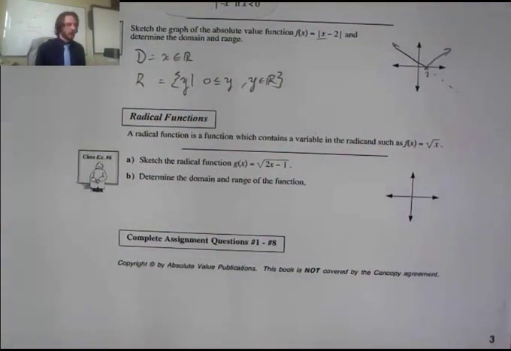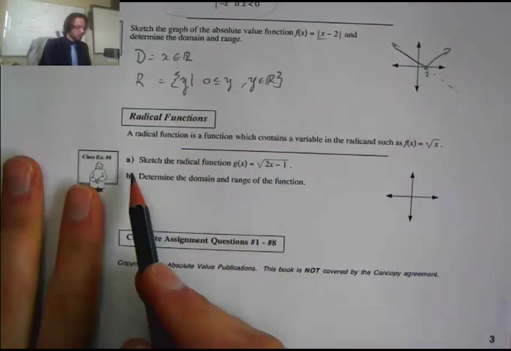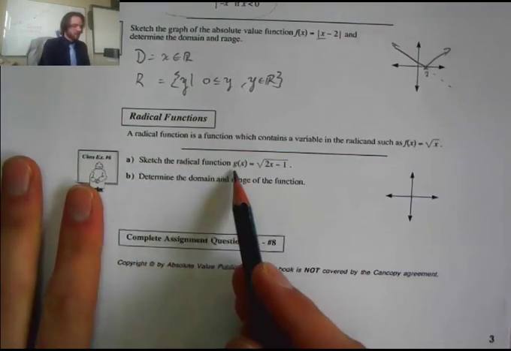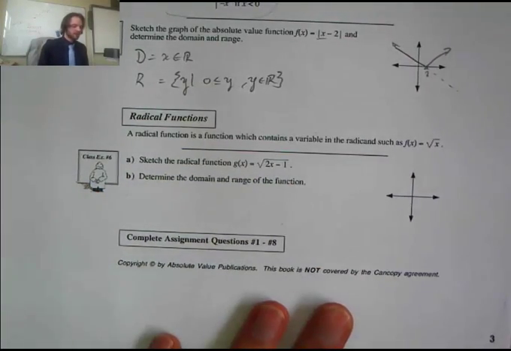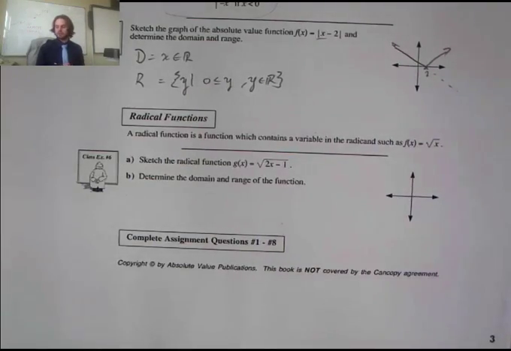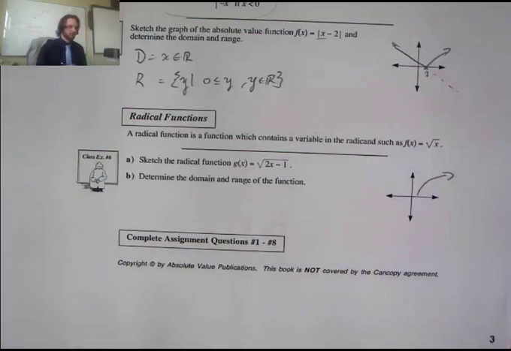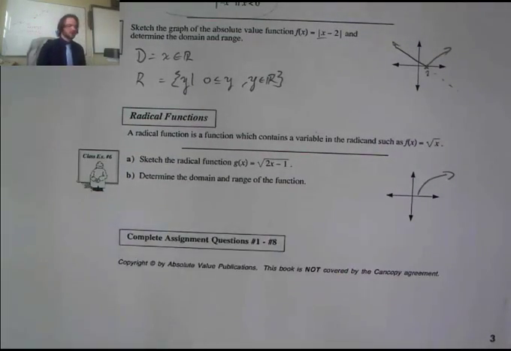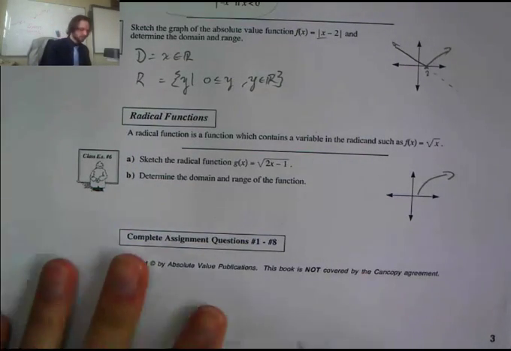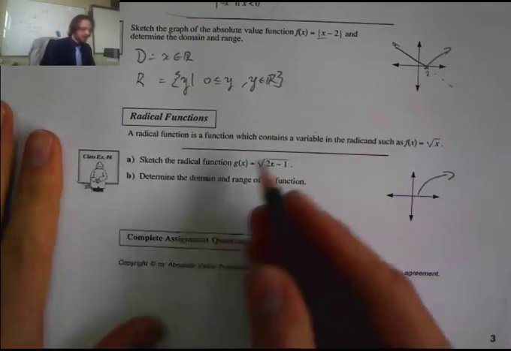Okay, let's take a look at radical functions now. Radical functions look a bit different. So here it says, sketch the graph of the radical function, square root of 2x minus 1. So we want the square root of 2x minus 1. It's going to look something like this if I put it in my graphing calculator, okay? Now it says determine the range of the function. So we want to know the range of this function.